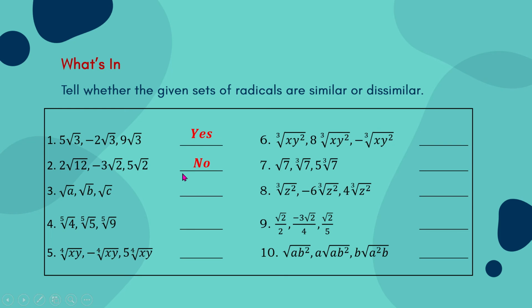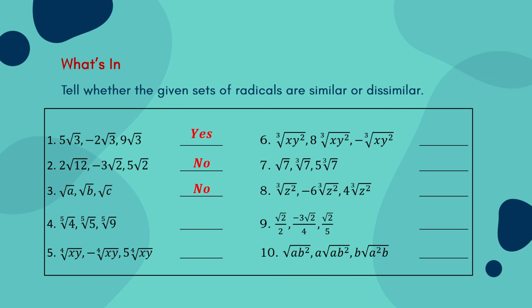So no. How about number 3? Square root of A, square root of B, square root of C. Yes or no? Definitely no. Though they have the same index, 2, 2 and 2, their radicands are not the same: A, B, and C. Definitely no.